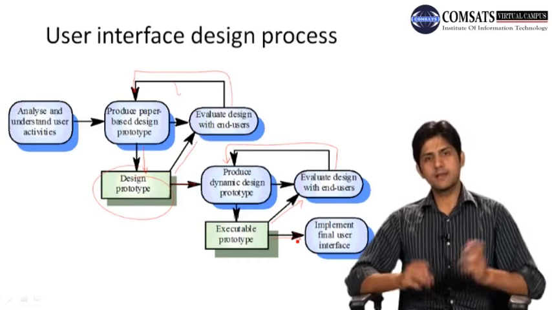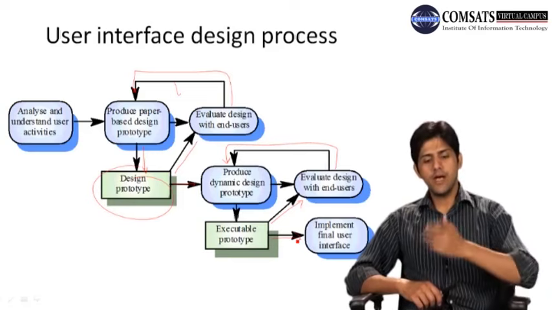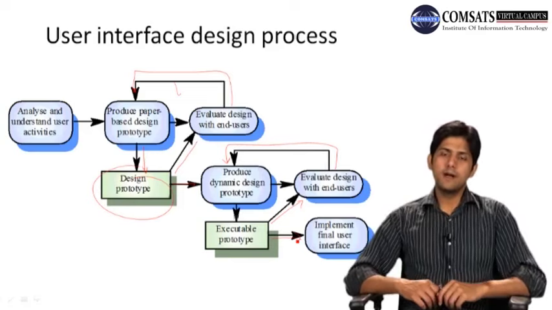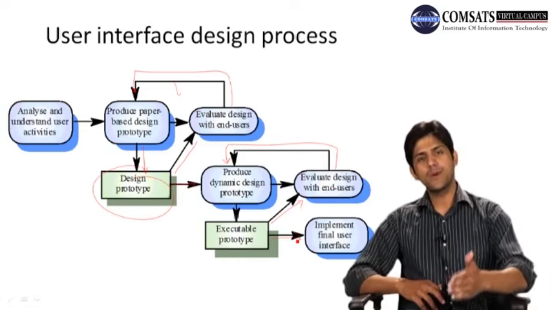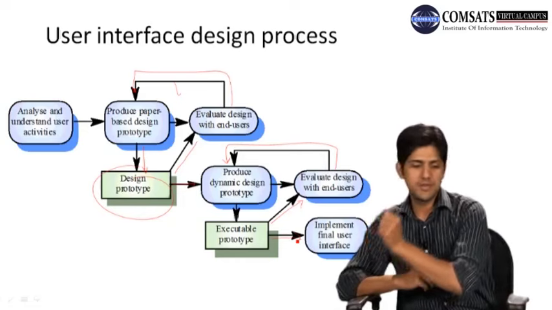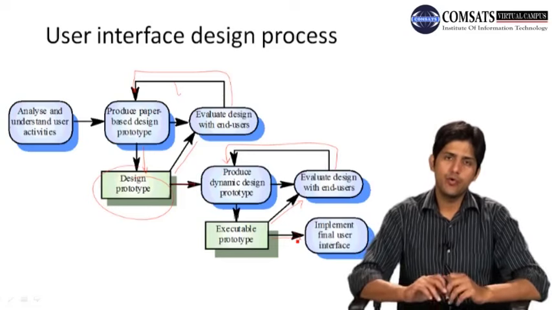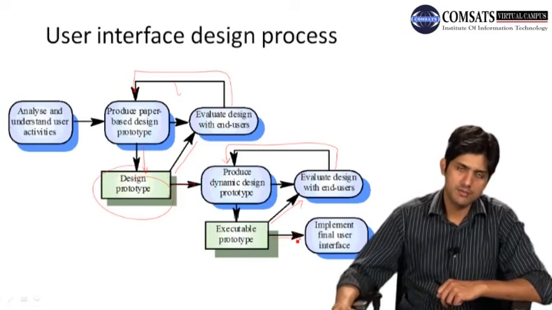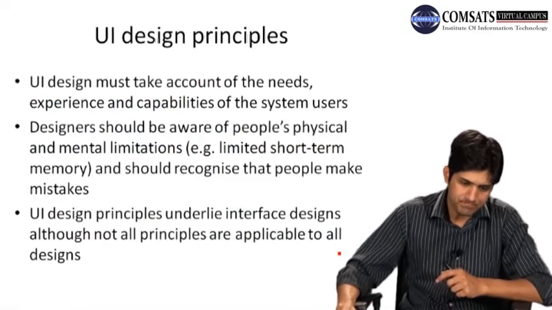Okay, and once that design prototype is according to the end user's wishes, we go and produce an executable prototype, and again we get it verified by the end user, and once it is according to the wishes of the end user, we create the final user interface. So these are the steps that we should follow when we are creating a user interface, because we want to create a user centered design.